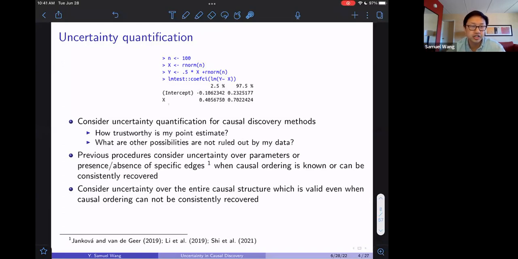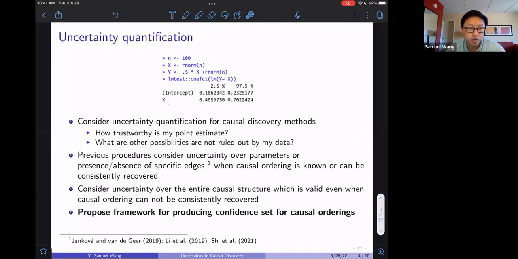And so we're interested in providing uncertainty over the entire causal structure, which is valid even when the causal ordering can't be consistently recovered. The way that we'll do this is by proposing a framework which produces confidence sets for the causal ordering itself, right? So we're taking a step back, not looking at edges, but thinking about the case where we might have even less information.